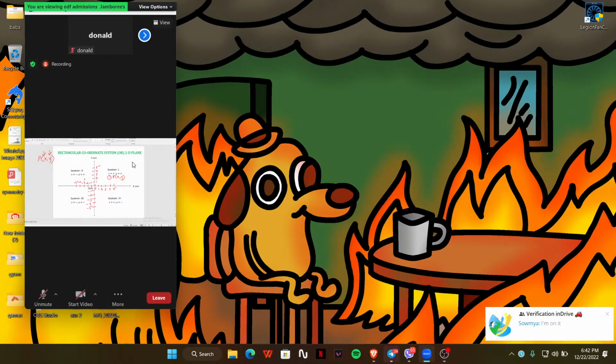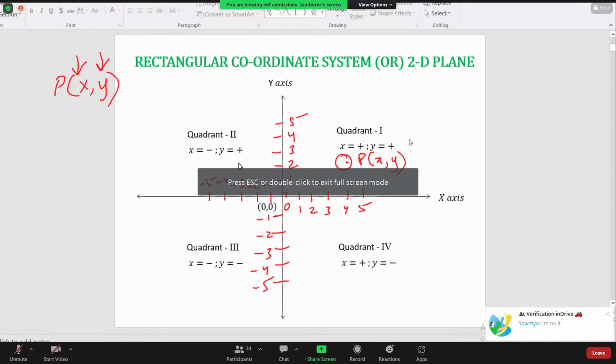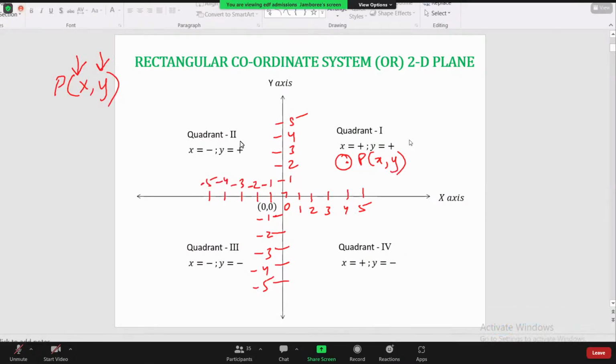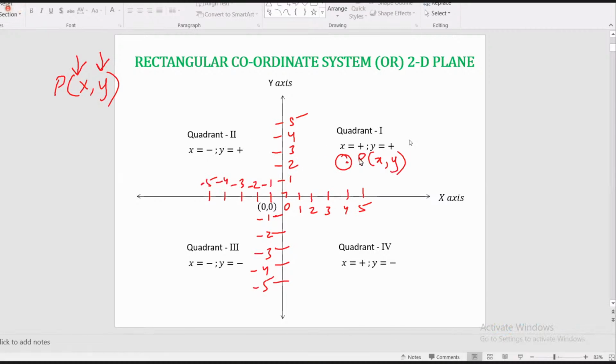Now let's say we need to find out what exactly is the value of x and what exactly is the value of y. To find out the value of x and y, we will simply drop the perpendiculars from this particular point onto the axis. So if we drop the perpendicular, it will be somewhat this way.